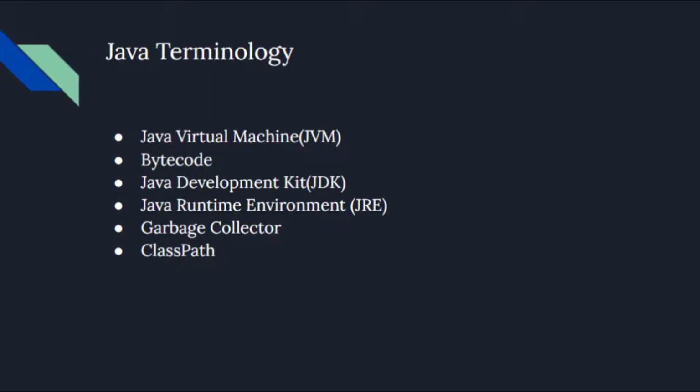Each operating system has a different JVM, but the result they produce after running the bytecode is the same on all operating systems. This is why Java is known as a platform-independent language.